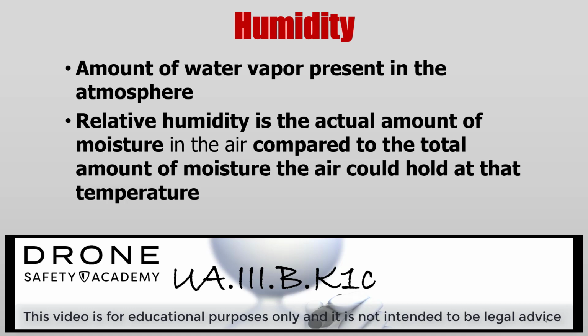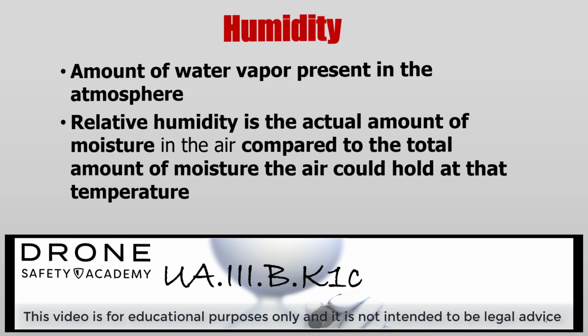Next up, humidity. This is the amount of water vapor present in the atmosphere. Relative humidity is the actual amount of moisture in the air compared to the total amount of moisture the air could hold at that temperature. In other words, based on the temperature, that parcel of air can hold only so much moisture. So it is relative depending on the temperature.